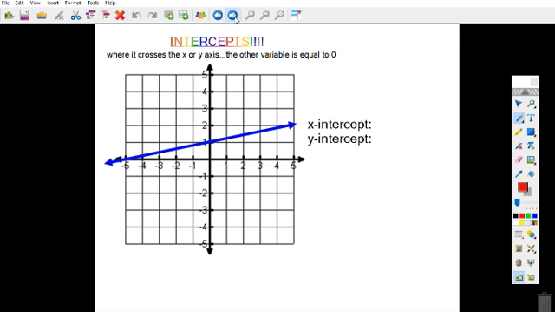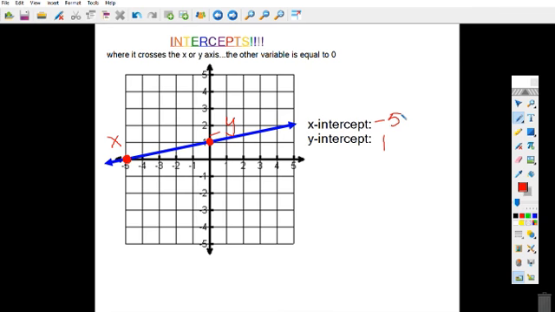Here we go. So we are talking about intercepts, okay? So intercepts, remember, our y-intercept is where it intercepts on the y-axis. On the x-axis, that one is x. So right here, our y-intercept would be 1, our x-intercept would be -5. Okay, those are intercepts. Y is 1, x is -5.